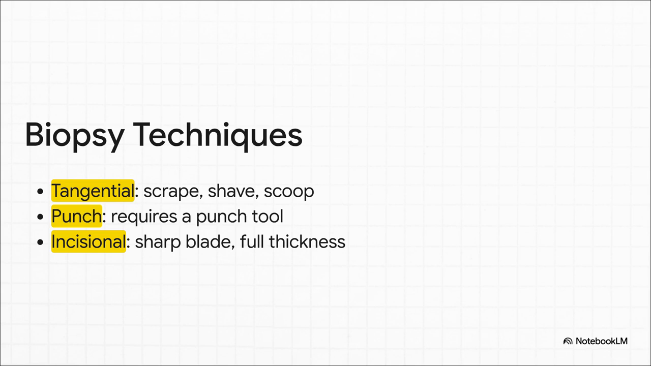First, there's the tangential biopsy. Think scraping, shaving, or scooping. Then you have the punch biopsy, which, no surprise, requires a literal punch tool. And finally, the incisional biopsy, where they use a sharp blade to take a full-thickness slice right down to the subcutaneous space. The tool used and the depth reached, those completely dictate your code.